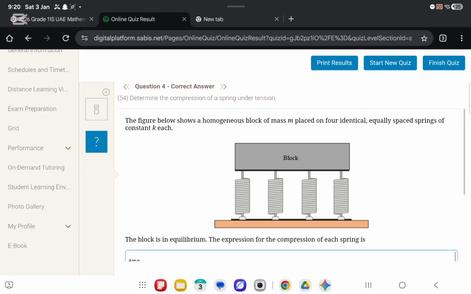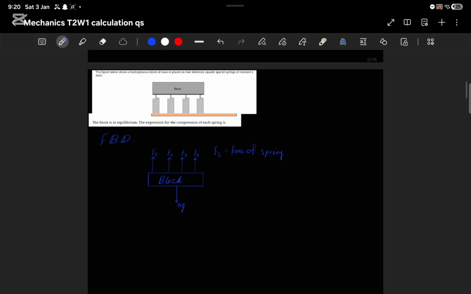Okay, so I'll also move this one to the notes because the solution is easy. Doesn't take that much space, but just in case. Okay, so this is the question, and I also drew the free body diagram because it's too long to draw and I want to save time. The figure below shows a homogeneous block of mass m placed on 4 identically spaced springs of constant k each. The block is in equilibrium. The expression for the compression of each spring is.